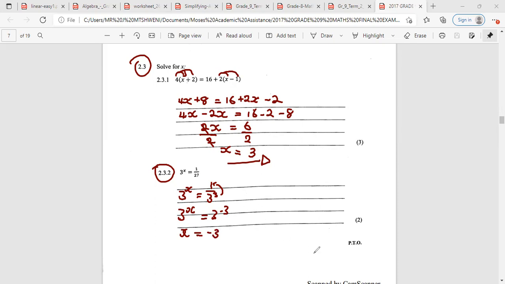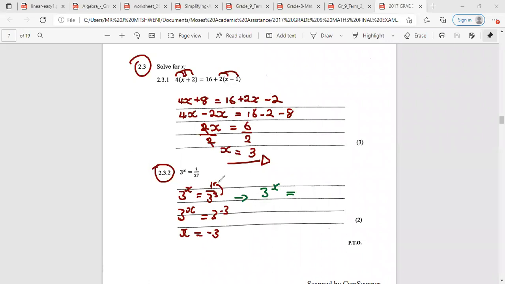Let me do it in another method. I feel like I didn't explain this one properly, but when we meet in our classes face to face or via Zoom when you book me, I'll explain it to you thoroughly. The other method is this one. 3 to exponent x equals to 1 over 27. Let me erase this. Okay, fine.